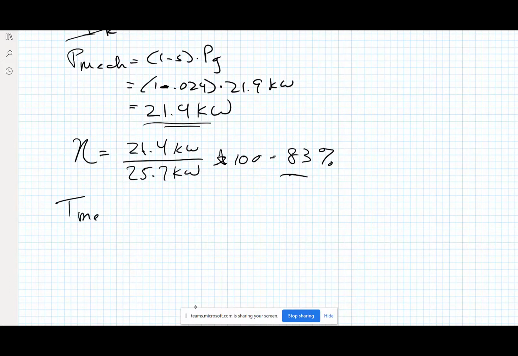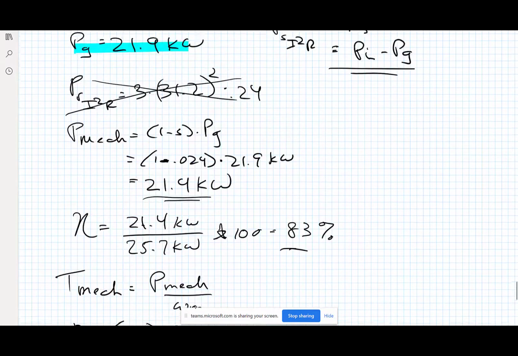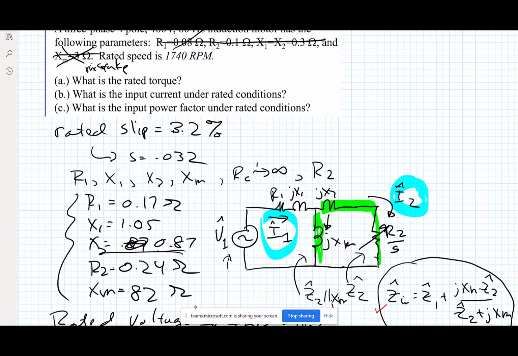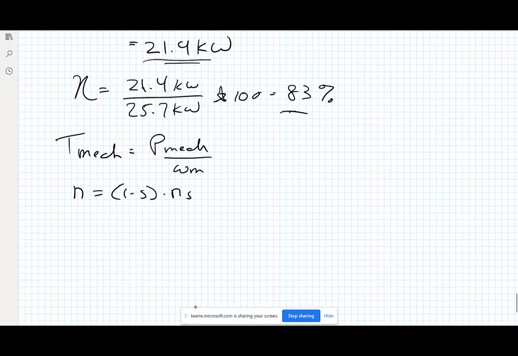I'll clean this up. T mechanical is the mechanical power divided by the mechanical speed. So all I need to know is the mechanical speed. Well, what is the speed of the rotor? N is going to be 1 minus the slip times the synchronous speed. Now, one thing I should have told you is how many poles there were. So let's say it's a 4-pole machine. I have to know that, and that means this is 1800.